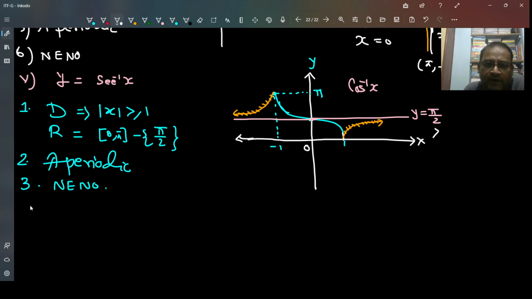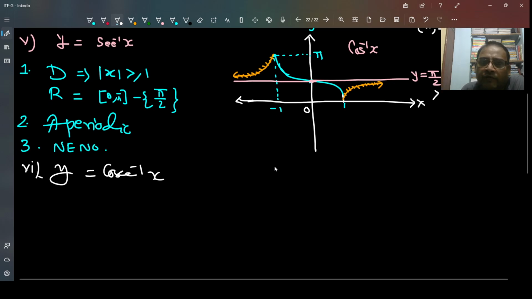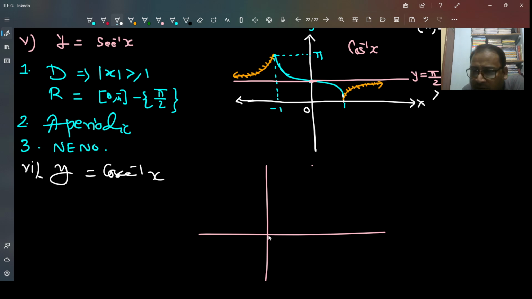Now coming to the last one, the sixth function, y is equal to cosec inverse x. We want to draw cosec inverse x with the help of sine inverse x. So this is our axis. Sine inverse x, we know this is our sine inverse x. It is at the point 1 and at the point -1. So this is the curve of y is equal to sine inverse x.